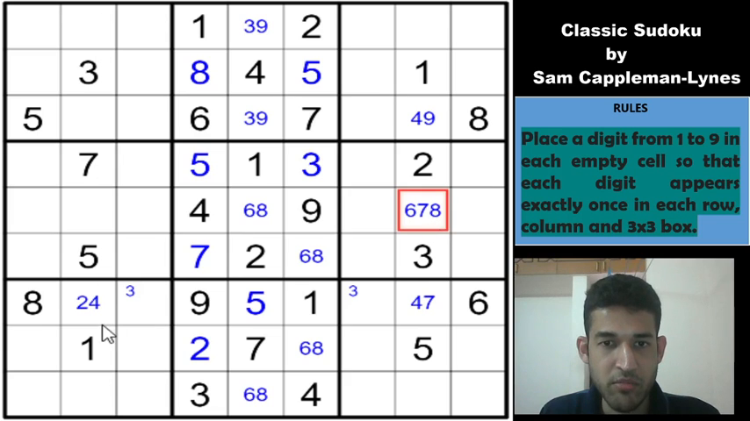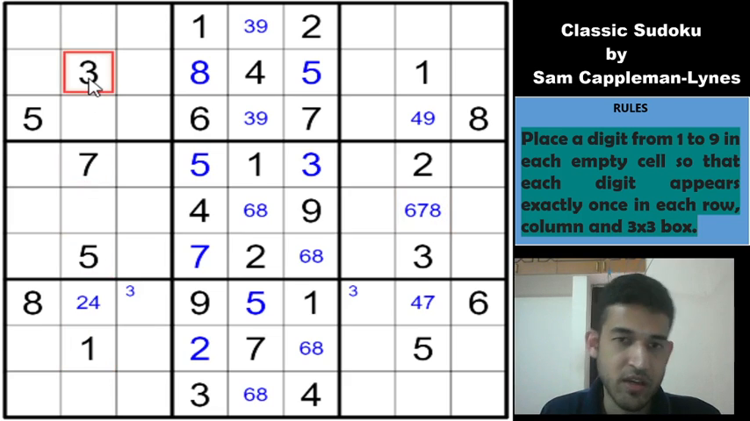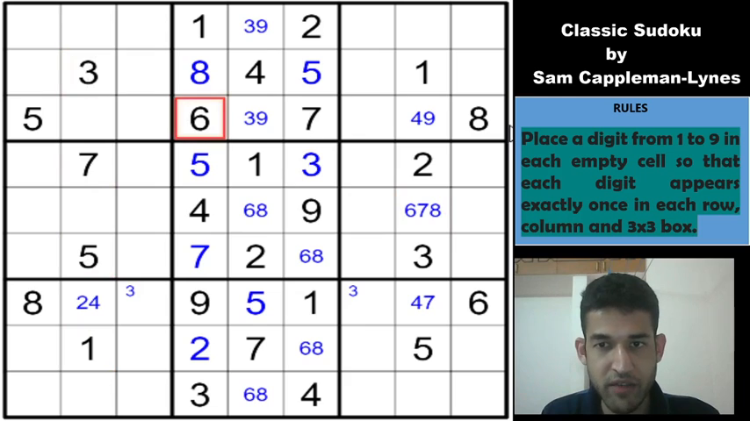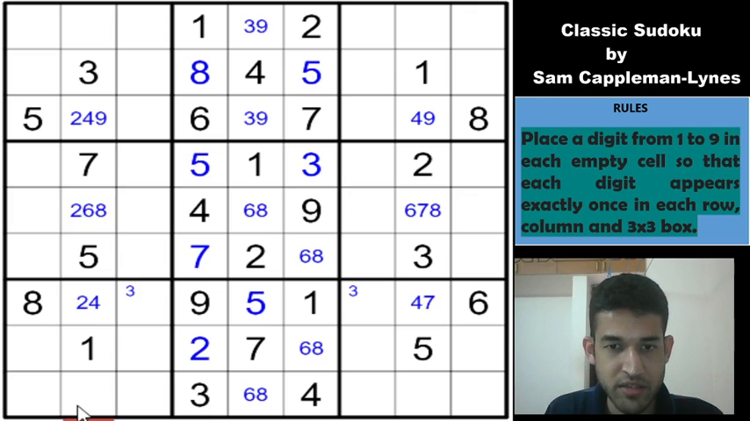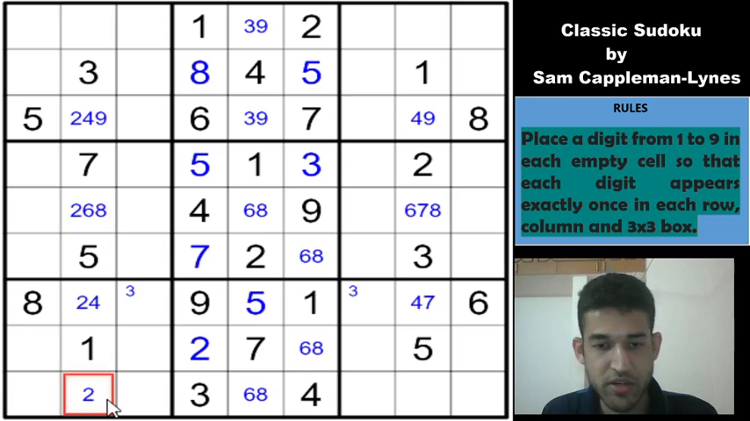Let us look at column 2 now. 1, 3, 5, 7. Remaining digits 2, 4, 6, 8, 9. Can't have 6, 8 here. So this is 2, 4, 9. And this would be 2, 6 and 8. And this cannot be 4 and 8, right? So this will be 2, 6 and 9.